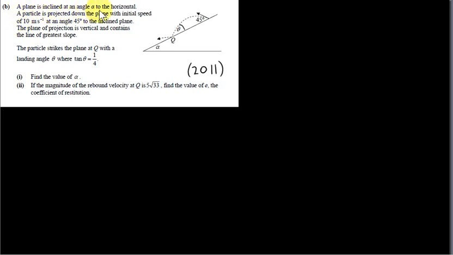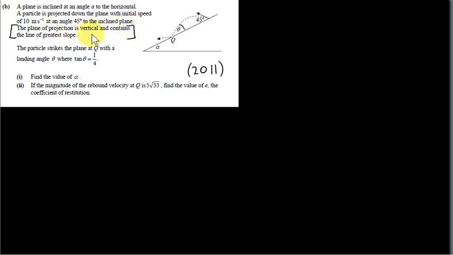The plane is inclined at an angle alpha to the horizontal. A particle is projected down the plane with an initial speed of 10 meters per second at an angle of 45 degrees to the inclined plane. The plane of projection is vertical and contains the line of greatest slope. I'll just briefly mention what this last sentence means.